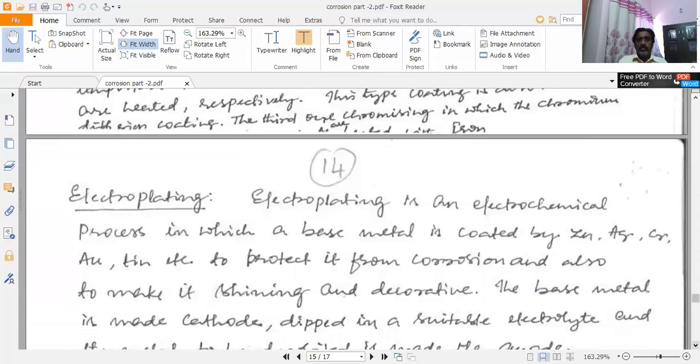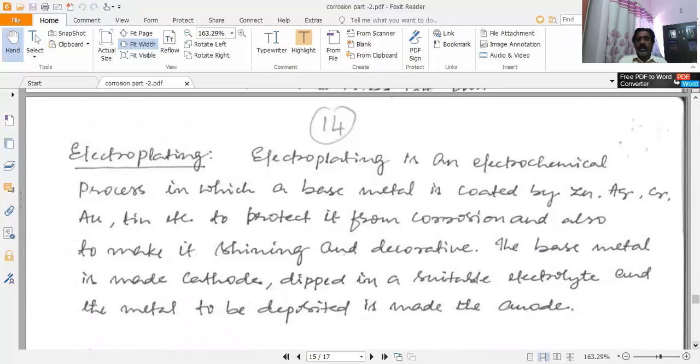Next one is electroplating. Electroplating is an electrochemical process in which base metal is coated by zinc, silver, chromium, gold, tin, etc. to protect it from corrosion and also to make it shining and decorative. Here, the base metal is made cathode, dipped in a suitable electrolyte, and the metal to be deposited is made as anode.